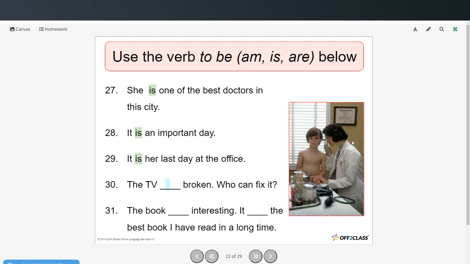The TV is broken. Who can fix it? The book is interesting. It is the best book I have read in a long time.